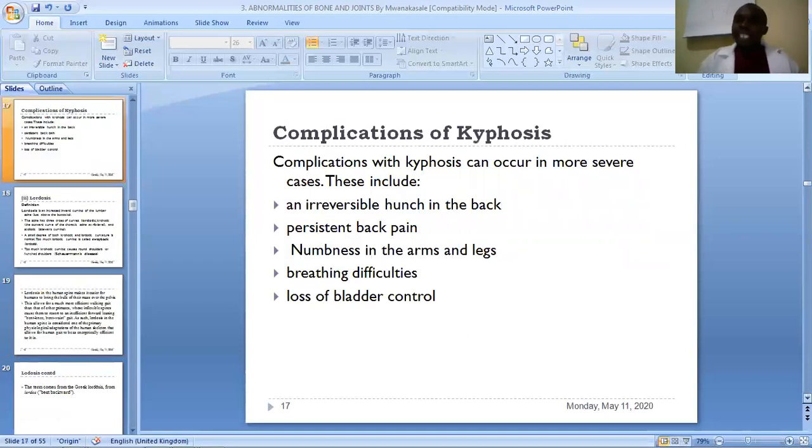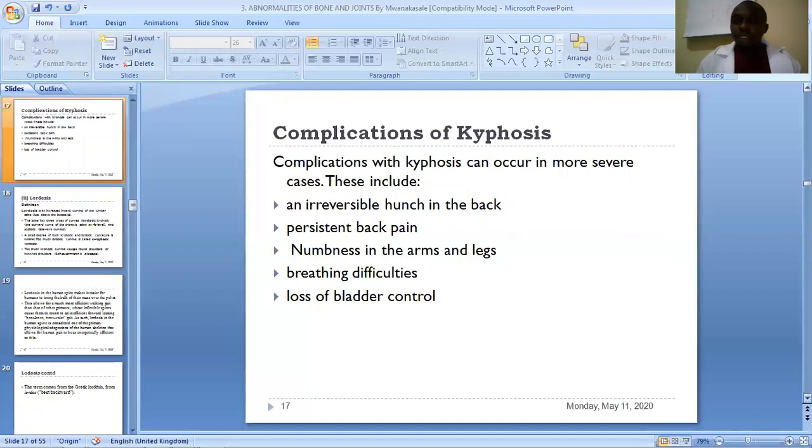Now let's look at the complications that may follow kyphosis. So we're saying one may have irreversible hunchback, one may have persistent back pain, one may have numbness in the arms and legs, especially if there's any blockage to the nervous tissue that supplies certain areas. One may have also breathing difficulties. One may also experience loss of bladder control. So that is it about kyphosis.